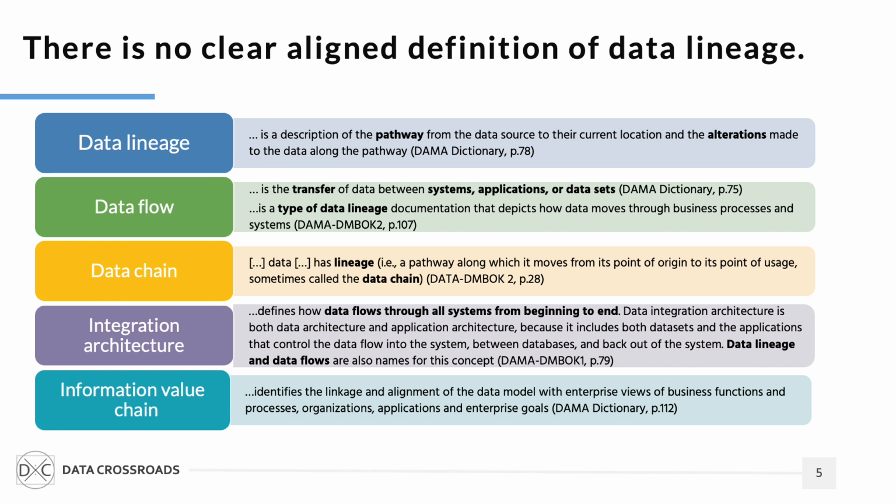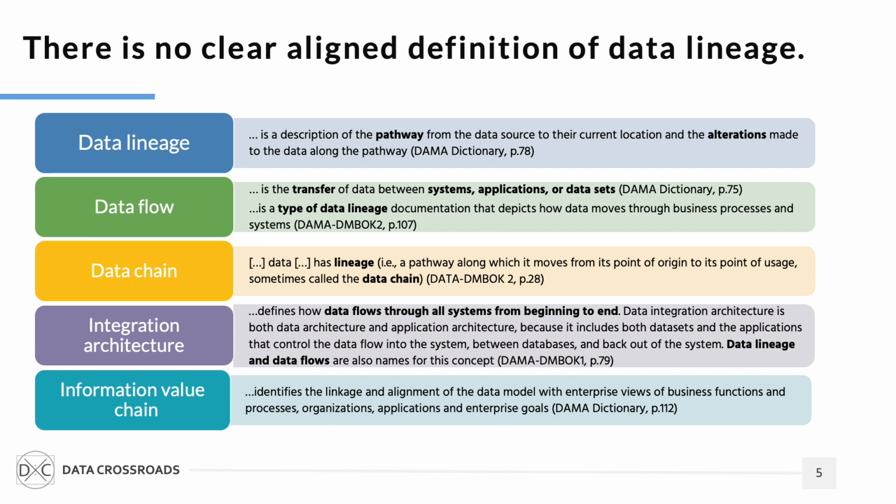Data flow speaks of the transfer of data between systems and data sets. The most striking and important point is that data flow is a type of data lineage. The definition of data chain simply stresses that data chain is a synonym of data lineage. The same happens with the integration architecture definition. DAMA DMBOK simply tells that data lineage and data flows are also names for this concept.